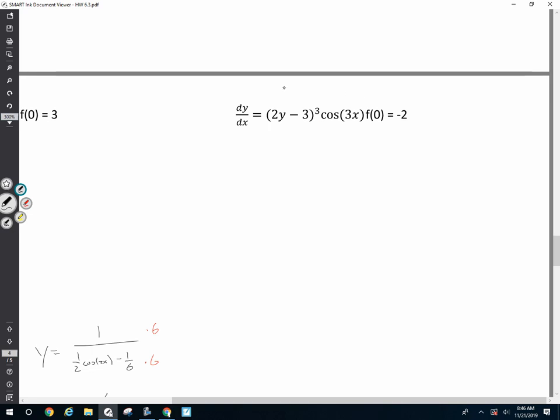All right, so here I'm going to multiply both sides by 1 over 2y minus 3 cubed. Multiply both sides by dx. I can't really use this, so let's move this over. F of 0 is negative 2.